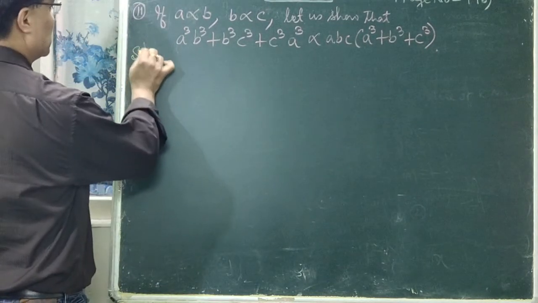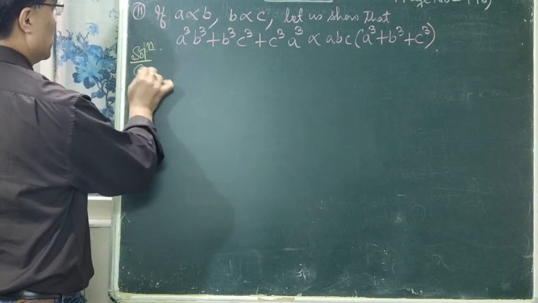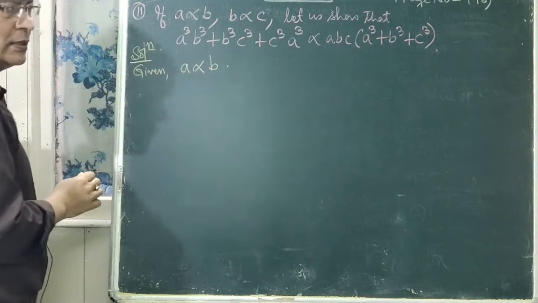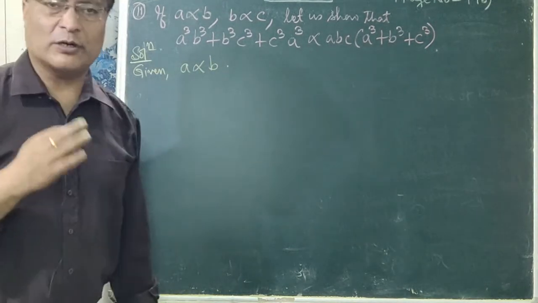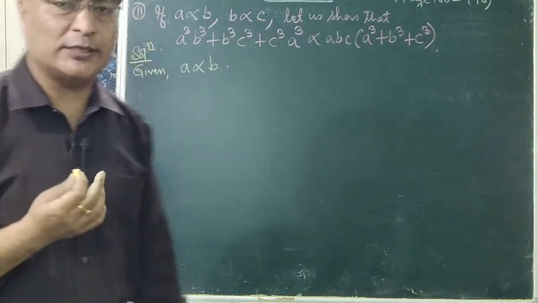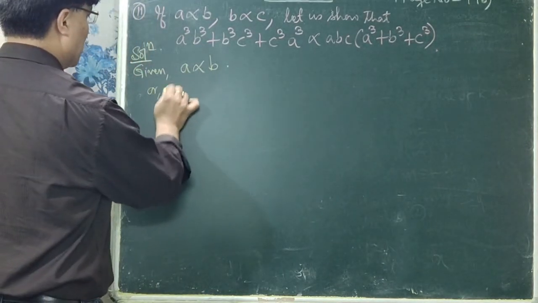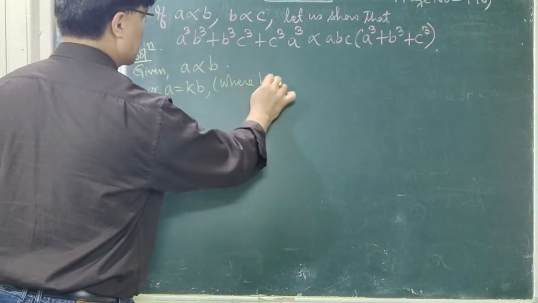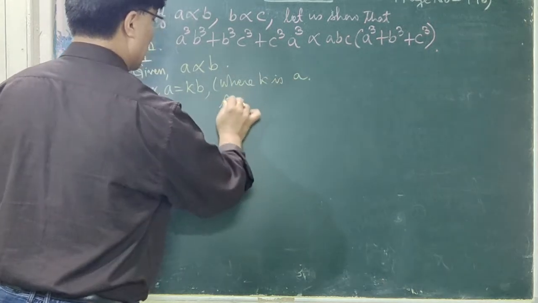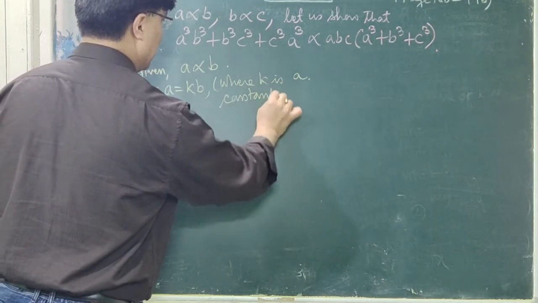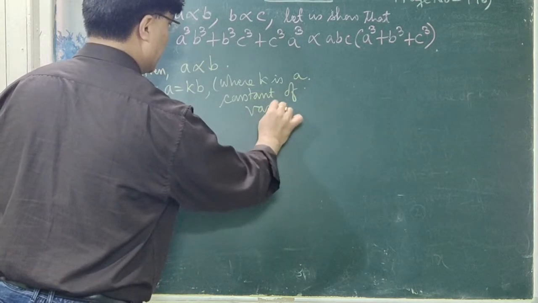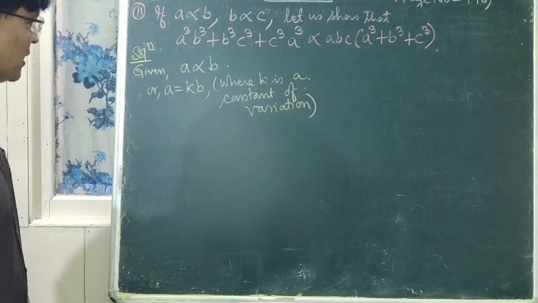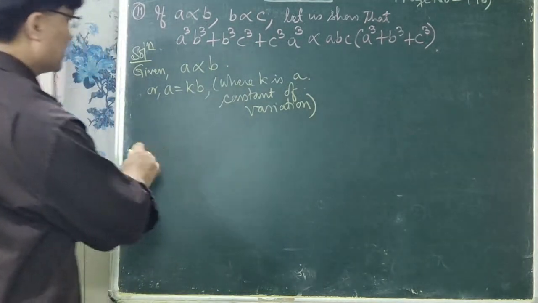So the solution is, what is given out here? Given A is proportional to B. In order to simplify it, you have to convert this proportional sign into an equality sign, or A is equal to K into B, where K is a constant of variation. So A is equal to K into B. Okay. Next, again.